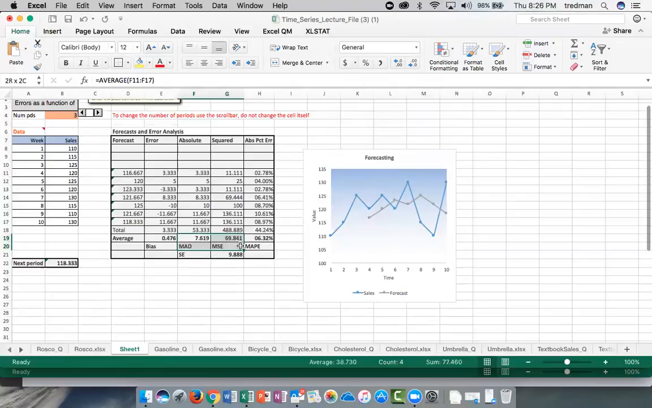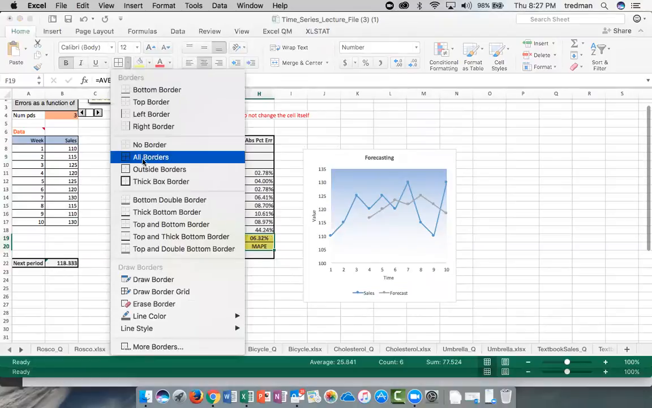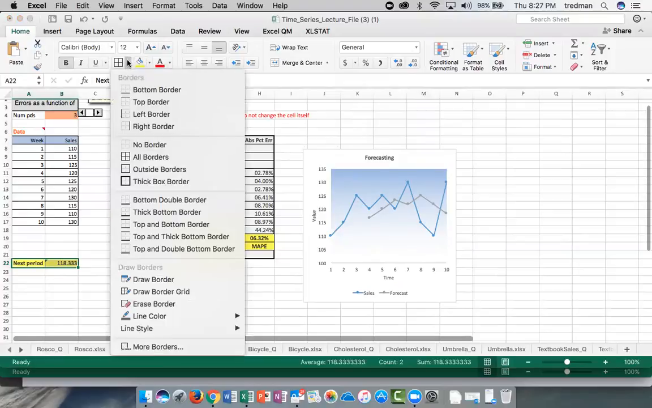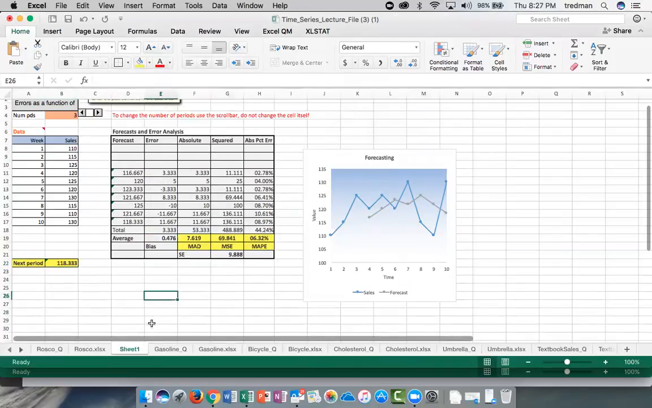Okay, so here are my MAD, my MSE, and my MAPE values. And then over here, if I use this forecast, the next period, which would be period 11, would have a value of 118.333. Now I'm going to run this again.